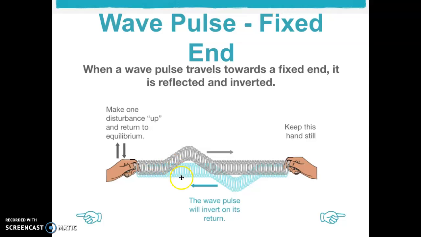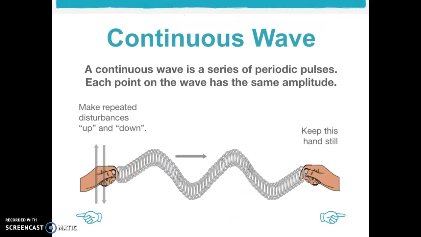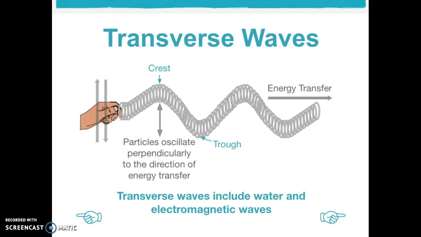Now, this is just a single pulse. The kinds of waves that we're considering are continuous waves, so they would be equivalent to a series of periodic pulses. Now, this kind of wave, or travelling wave, is what we would call a transverse wave. A transverse wave is a wave where the particles are oscillating, but perpendicular to the way that the wave is travelling. Examples of a transverse wave are water and light, or what we'd call electromagnetic waves.